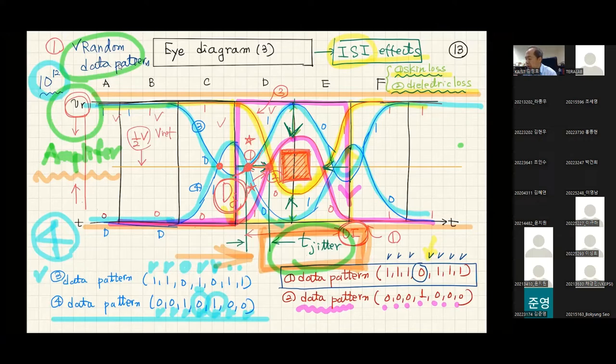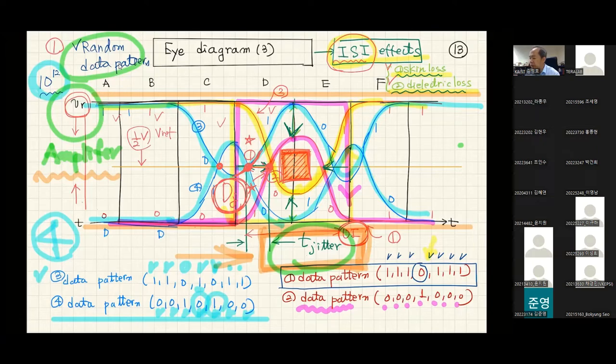Now I'd like to make a conclusion for this slide. Number one, ISI is generated by skin effect loss and dielectric loss. Because of the ISI effect, we have a voltage waveform that reduces the eye opening. Third, because of ISI, we have two distinctly different worst case eye diagram patterns, and that gives us two different crossing points in the timing window. That is called jitter. In conclusion, ISI in a transmission line is producing jitter.